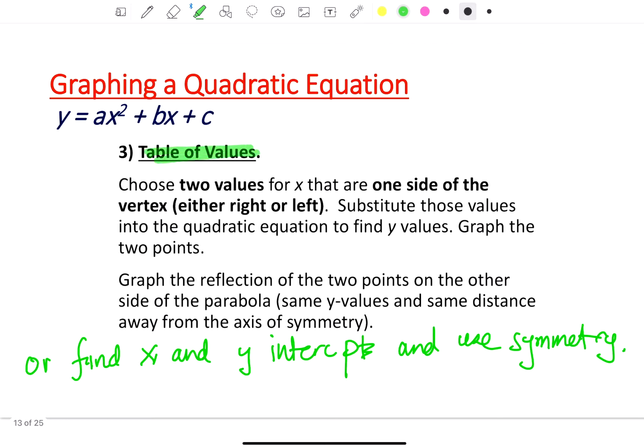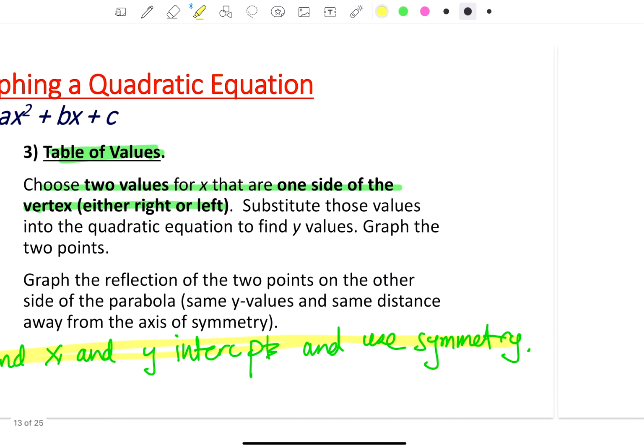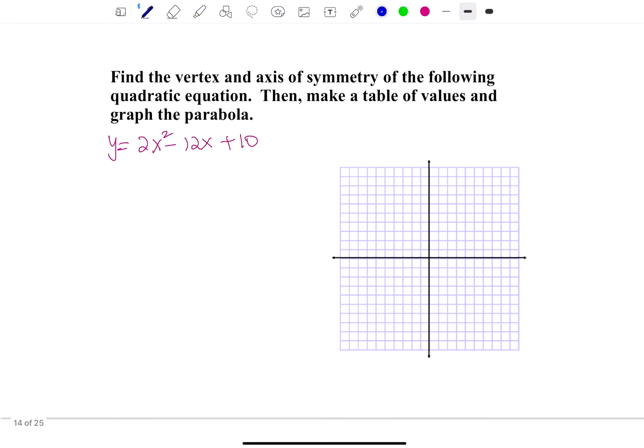Next step is to make table of values by choosing two values to the left of the vertex x coordinate, and two values to the right. And the graph is going to be symmetric on left and right. We can also find x and y intercepts and use symmetry to graph if we don't want to make the table. Here's some examples. Let's look at the first example.